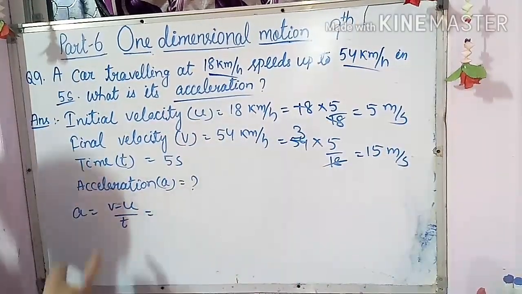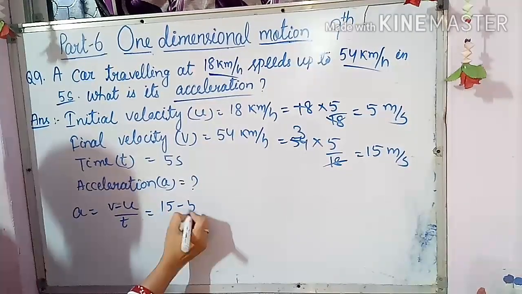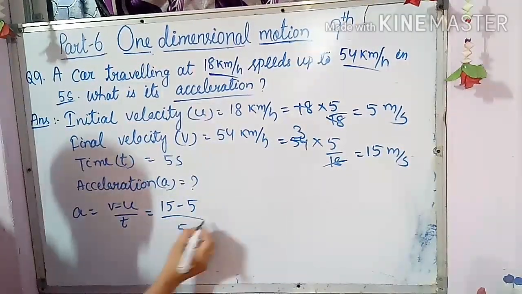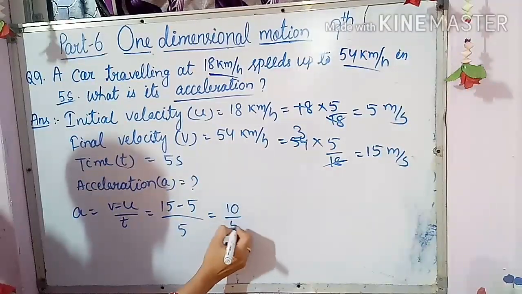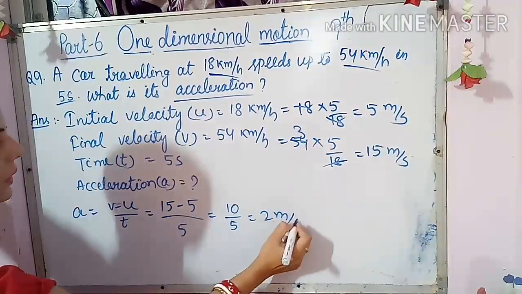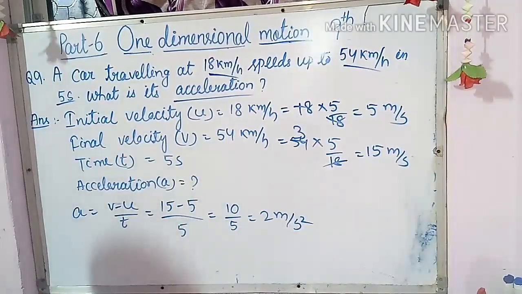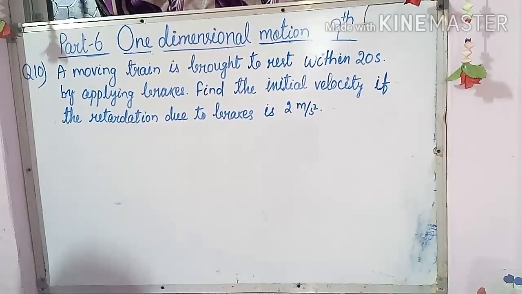Now you can put it here. That is 15 minus 5 by t means it is 5. So it is your 10 by 5. That answer is 2 meter per second square. So this is your final answer. Directly you will get that acceleration equal to 2 meter per second square. Now go to the next question. Now children, see the next question.